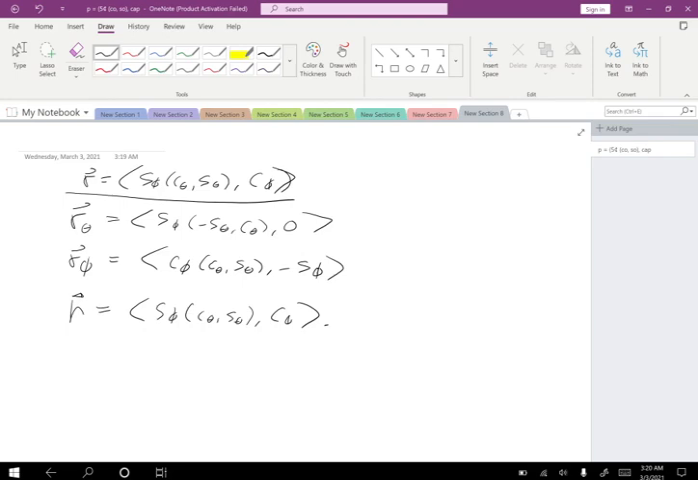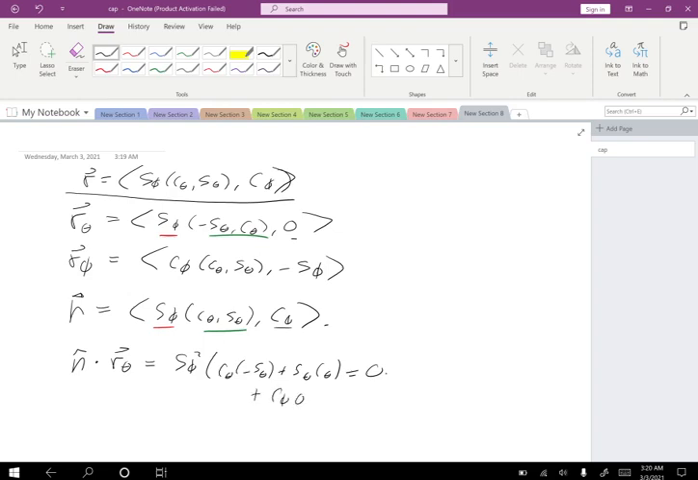So let's compute this. The normal vector times r theta. It looks like we'll get sine phi squared, and then we'll have the dot product of these two vectors here. That's 0. And then finally we have the last term, and that's also 0. Let's just check that that last dot product is 0.